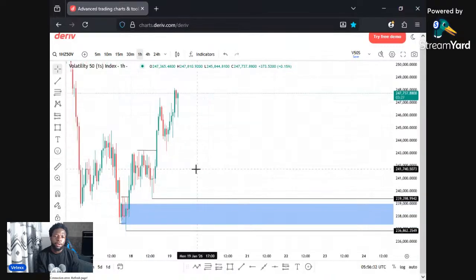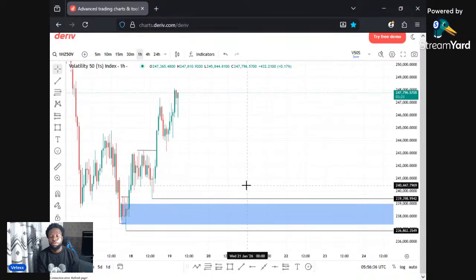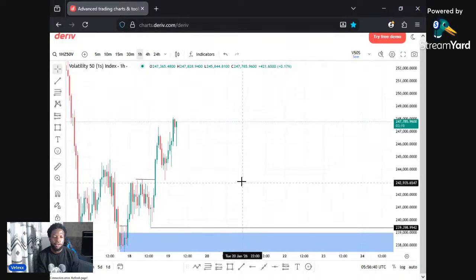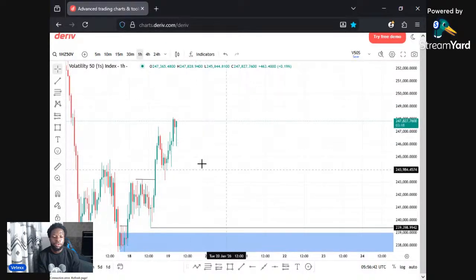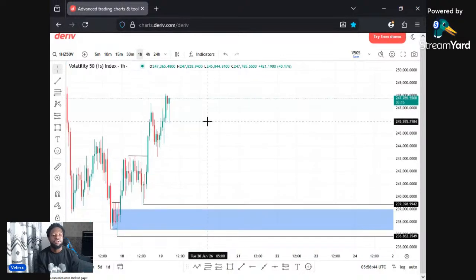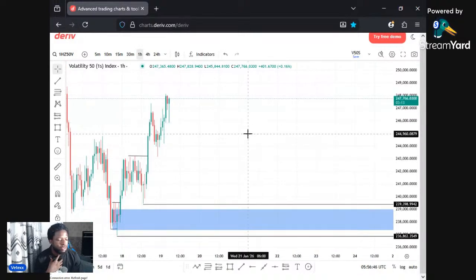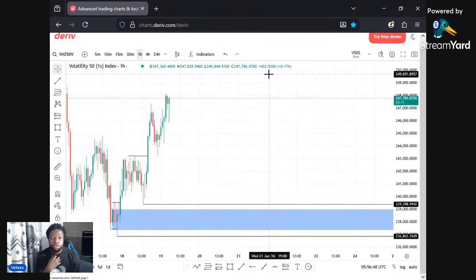Once price retraces back into this POI, we'll be anticipating a continuation setup on the 5 minutes, on the 10 minutes, and on the 15 minutes until price takes out the target. So we're sitting on our heads waiting for price to retrace back into this zone. And once it does that, we'll start executing. Okay, that is what we do basically every day here.